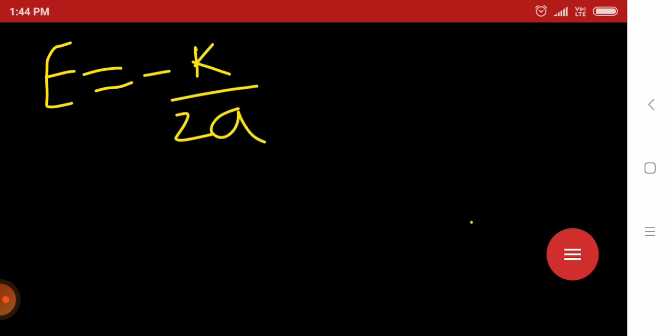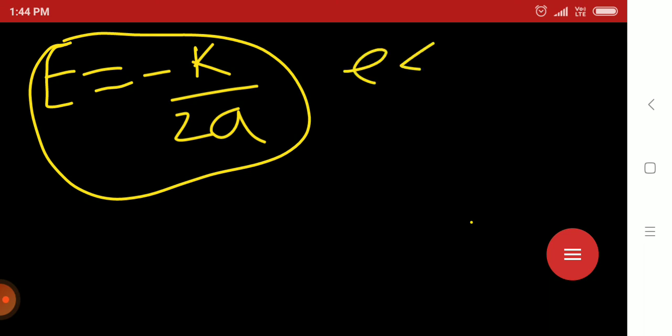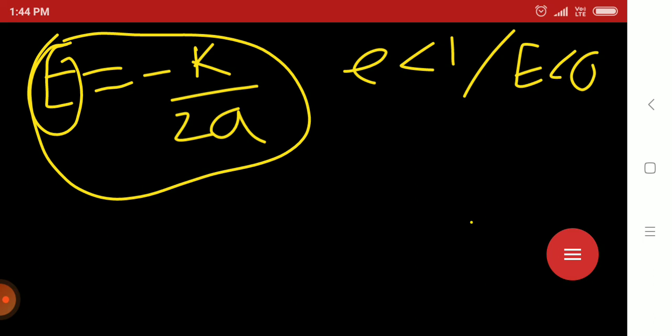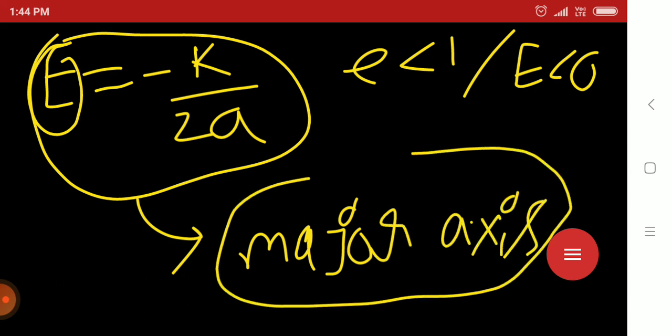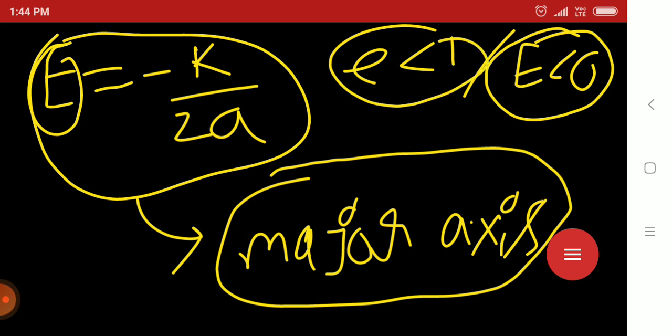What we can conclude from here is E equals minus of k by 2a, where a is the semi major axis. And what case have we taken? We have taken E less than 0, that means an elliptical orbit. So in case of an elliptical orbit, total energy depends solely on the major axis.